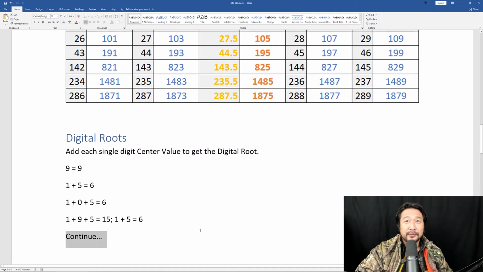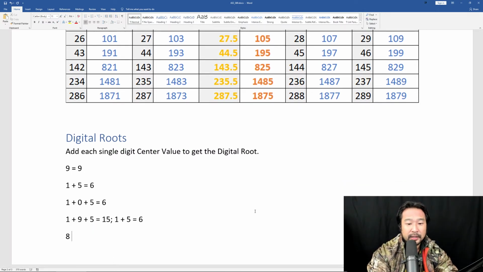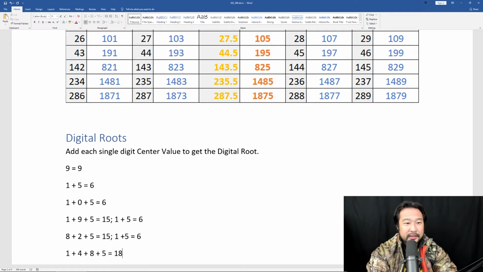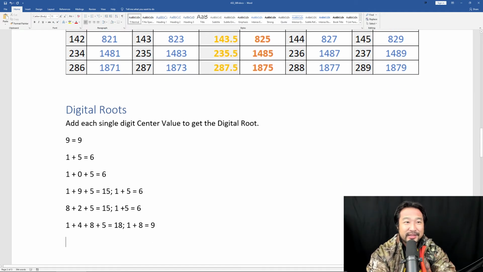So let's continue. So 8 plus 2 plus 5 equals 15, right? But we're going to also do 1 plus 5 equals 6. All right, so the next one is 1 plus 4 plus 8 plus 5 equals, that's 5, 10, it's 18. And then if you split that up, it's 1 plus 8 equals 9. So we're getting 3s and 6s and 9s.